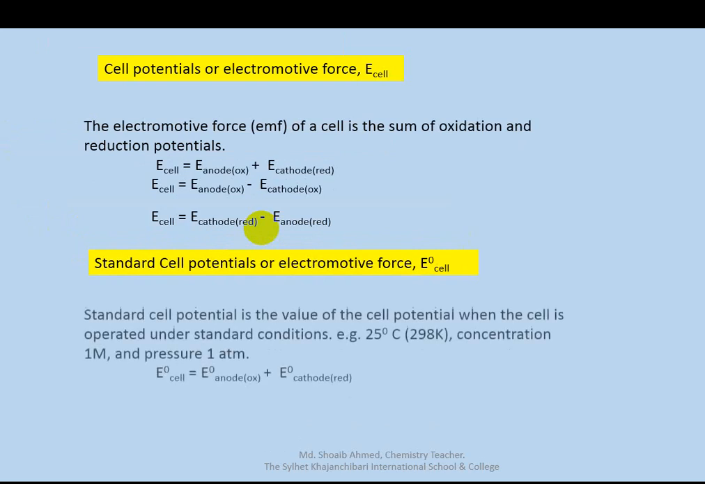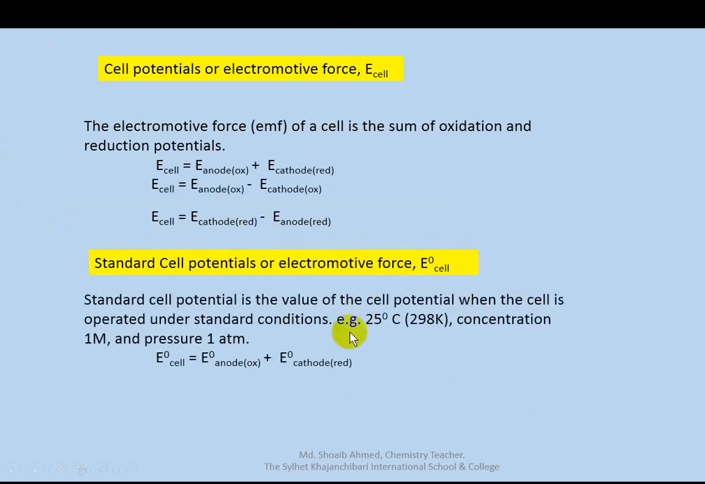Standard cell potential is the value of the cell potential when the cell is operated under standard condition: at 25 degrees Celsius, 298 Kelvin, concentration 1 mole, pressure 1 atm. For the standard cell potential, a zero sign, a circle, is used. As before, electrode potential anode and electrode potential cathode; reduction, and anode oxidation. When standard potential, we use a circle.